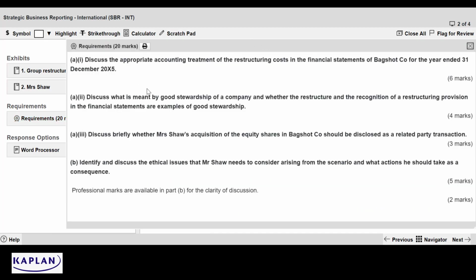So here are the requirements. What are we being asked to do? This is for 20 marks. So this is effectively in an exam for 36 minutes. And this is a high-level overview of this question.